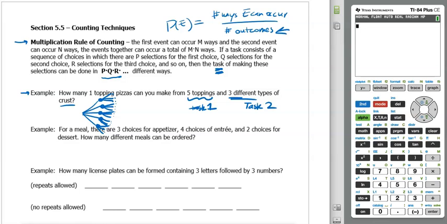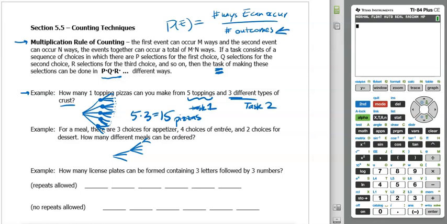But of course, the way we can get it is by multiplying 5 times 3, and 5 times 3 is 15. There are 15 different pizzas possible. And in the same way, if we're going to make a meal where there are 3 choices for appetizers, that would be choose your own adventure on these 3 different branches. And then from each appetizer we can choose 4 different entrees. And then from each entree, we can choose 2 different desserts.